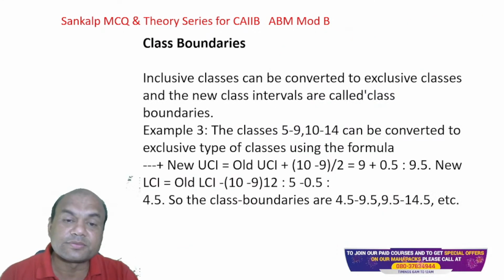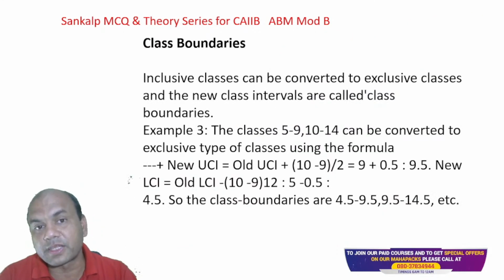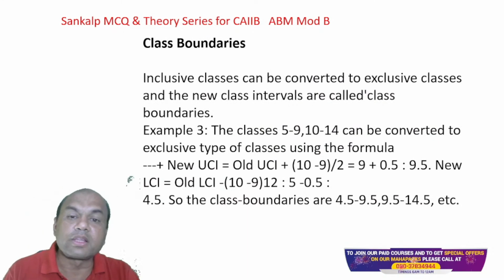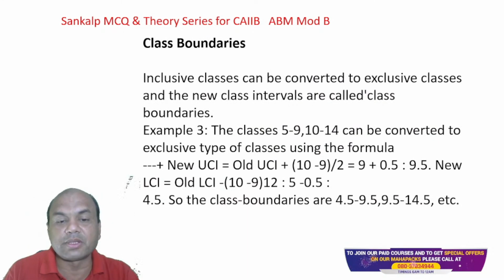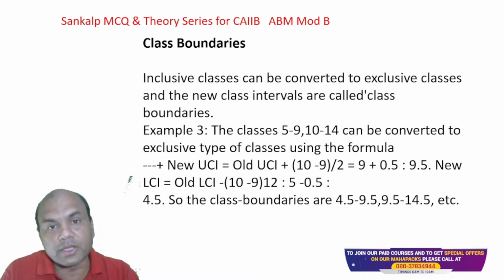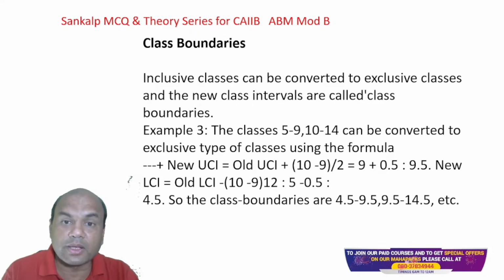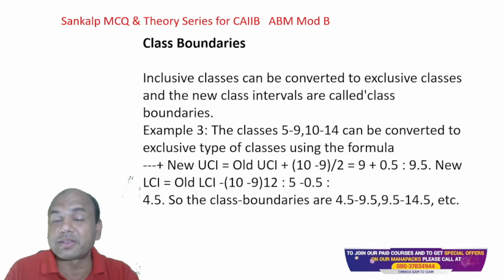Class boundaries. Now there are 2 types of class boundaries. Remember, what is a class boundary? I'll give you a simple example. Just now we saw the classes, 0 to 5, 5 to 10. Now it can be 2 types. What are the 2 types? Let's say I divide it like this. Let me think. Let's keep it simple.